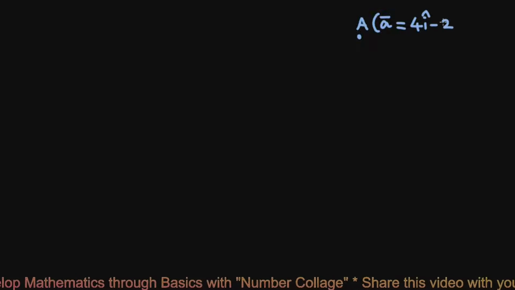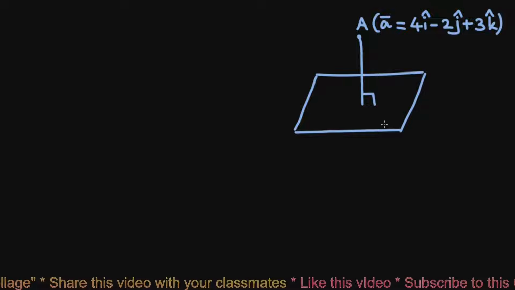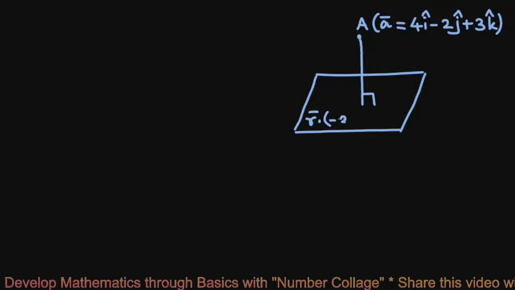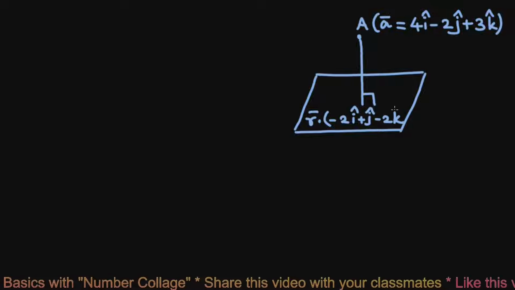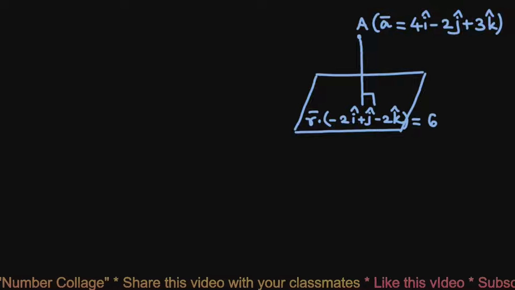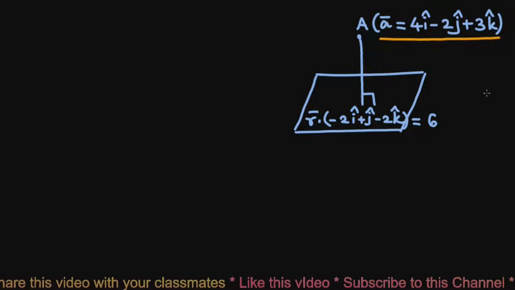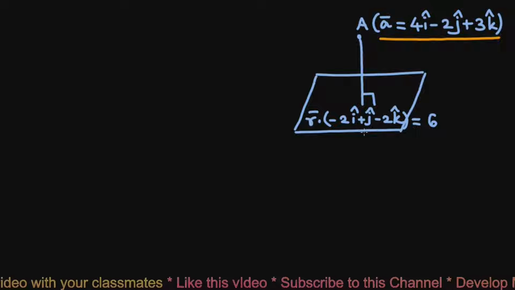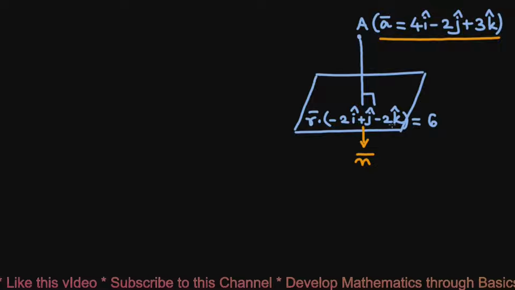Let's find distance of point A whose position vector a bar is 4 i cap minus 2 j cap plus 3 k cap from the plane whose equation is r bar dot minus 2 i cap plus j cap minus 2 k cap equals 6. Here we have a bar equals 4 i cap minus 2 j cap plus 3 k cap and the normal vector n bar is minus 2 i cap plus j cap minus 2 k cap.